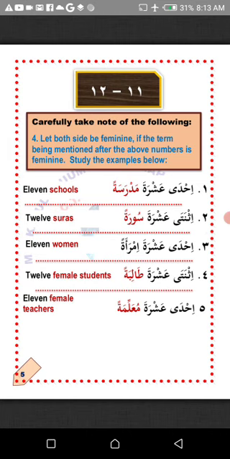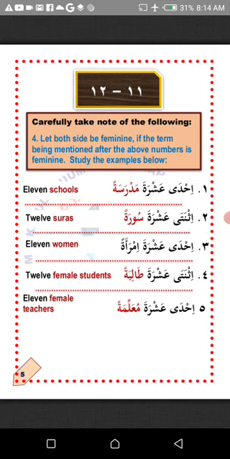Ithnan, number 2. Ithnata ashrata surah, 12 chapters of the Noble Quran. Surah is mu'annath. That is why ithnata is being used, not ithna. Ithna is mudhakkar, while ithnata is mu'annath. Thalatha, number 3.